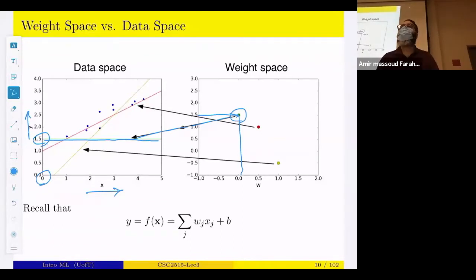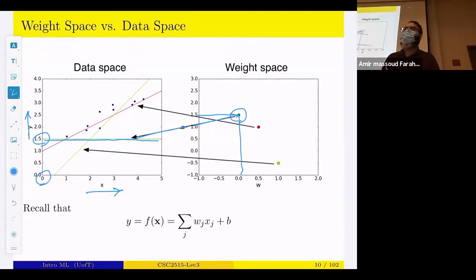I guess I'm confused. For a given fit, you're just going to have a single combination of each of the J weights. Right. So I guess the comment was that for each line or each fit, we will have one point in the weight space. Yeah, and that's true. Each of these lines corresponds to one of those points in the weight space.